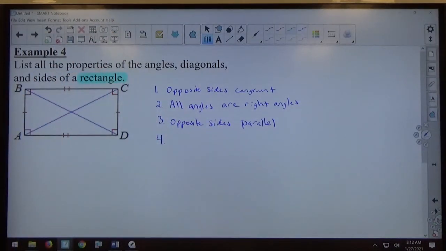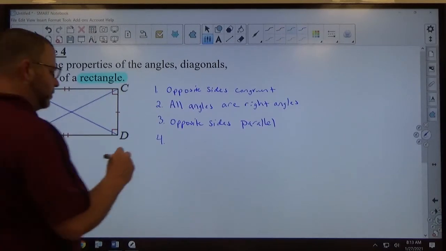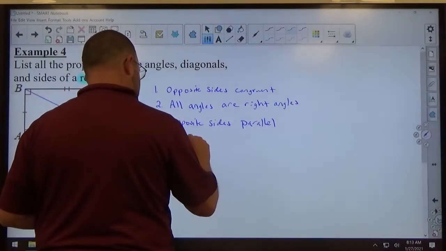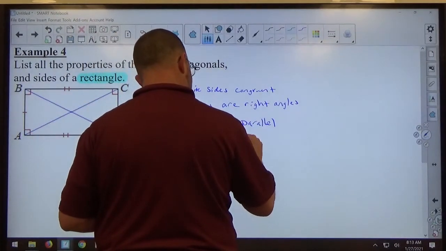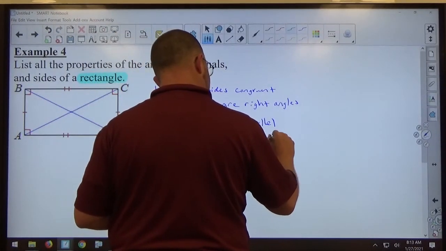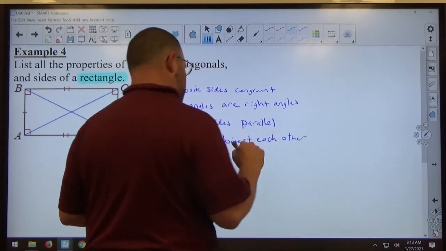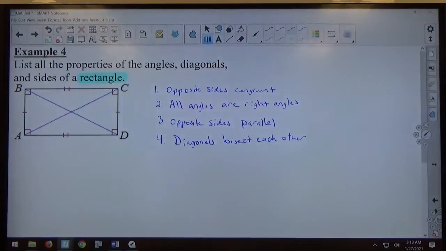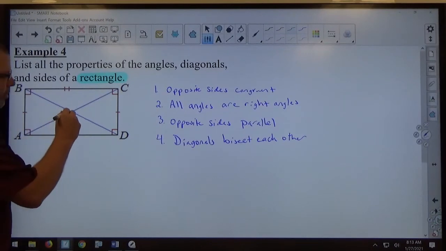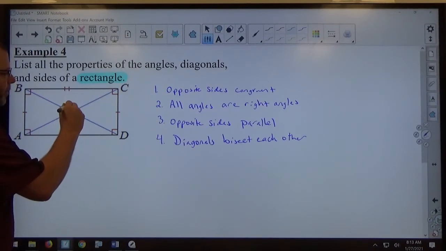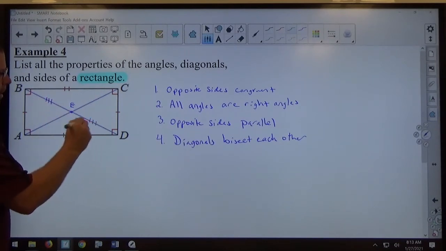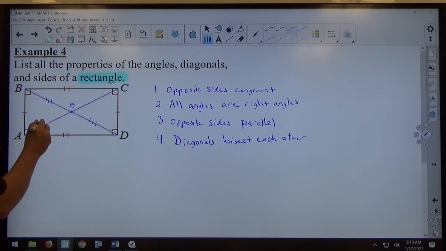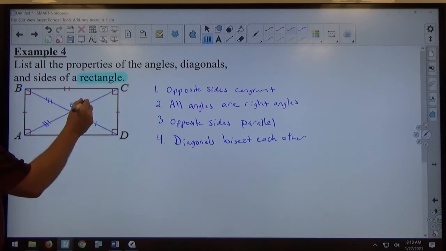Okay, the diagonals themselves are going to bisect each other. Recall that simply means that they cut each other in half, which means if we have this point here, let's call it E to give it a name, that BE is the same length as ED. And I'm going to put AE is the same length as EC.